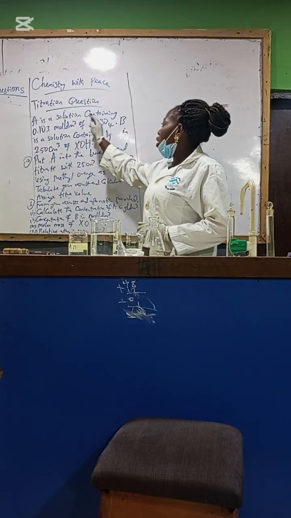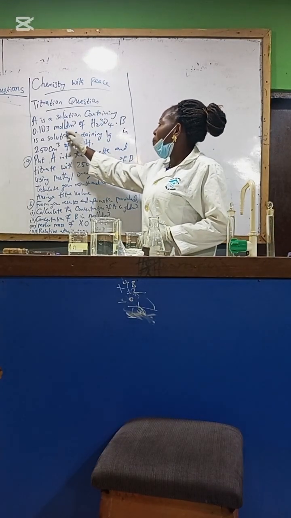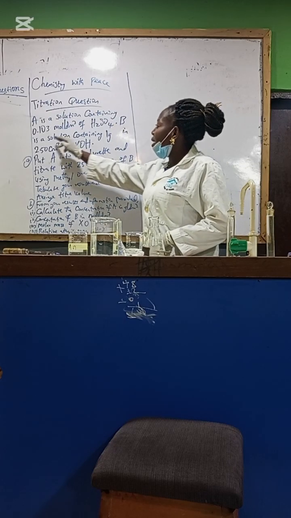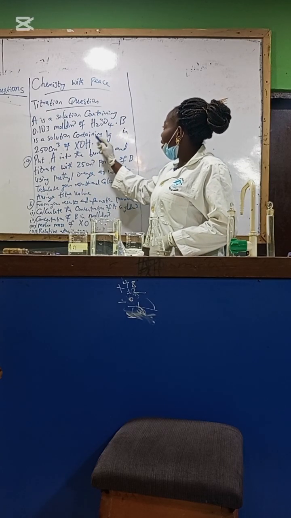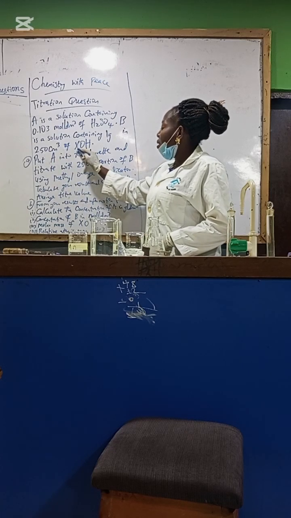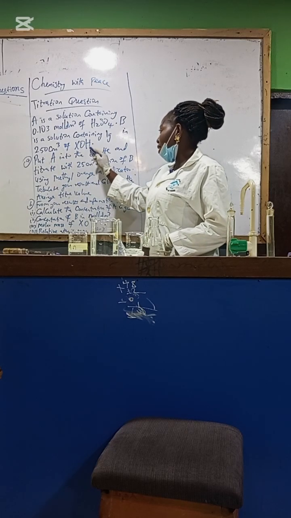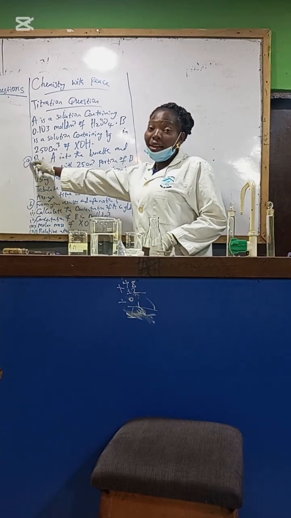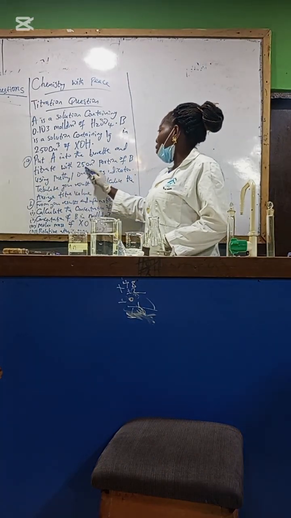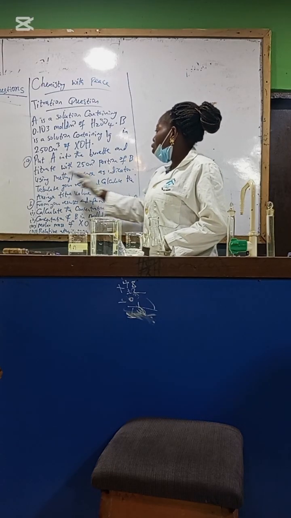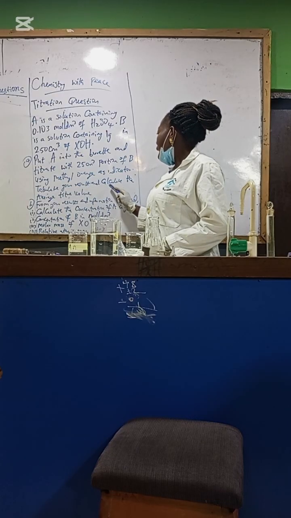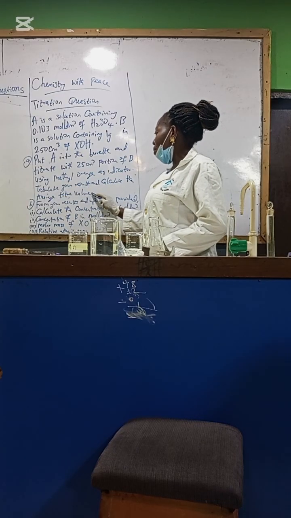A is a solution containing 0.103 mole per dm cube of H2SO4. B is a solution containing 1 gram in 250 centimeter cube of XOH. Then, under it we have: put A into the burette and titrate with 25 centimeter cube portion of B, using methyl orange as indicator, tabulate your results and calculate the average titer value.